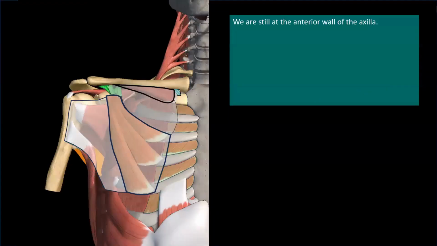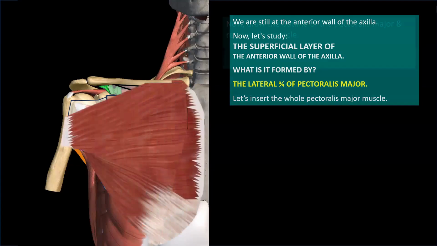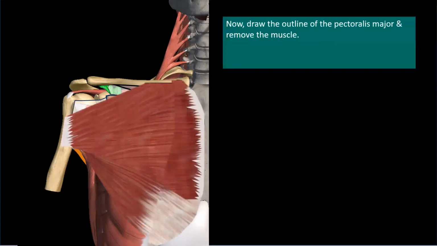We're still at the anterior wall of the axilla. Now let's study the superficial layer of the anterior wall. What is it formed by? It is formed by the lateral 3/4 of the pectoralis major. Let's insert the whole pectoralis major muscle. Now draw the outline of the pectoralis major and remove the muscle.